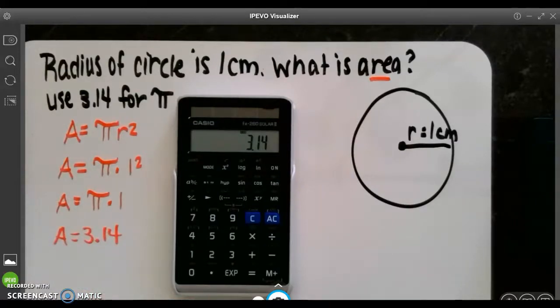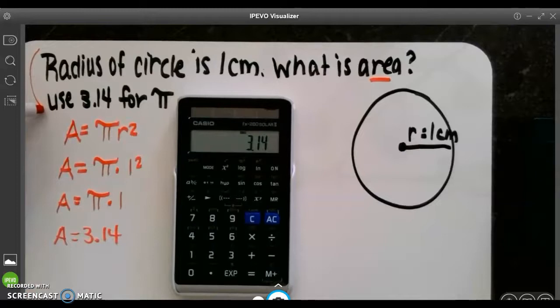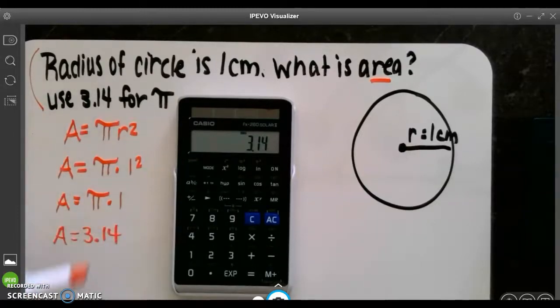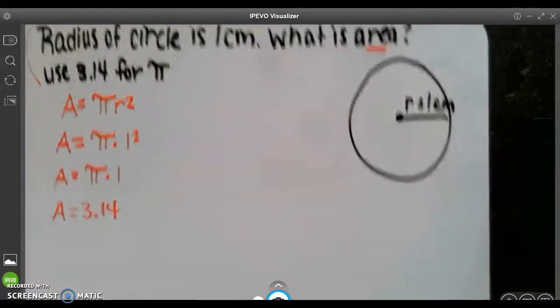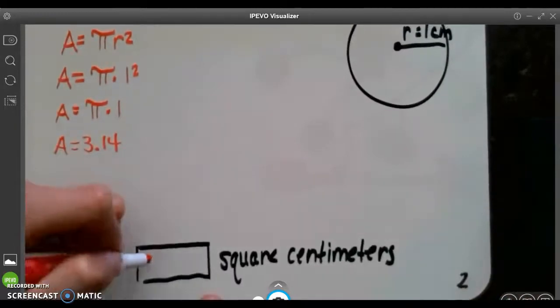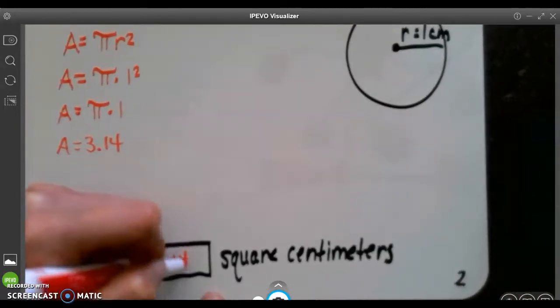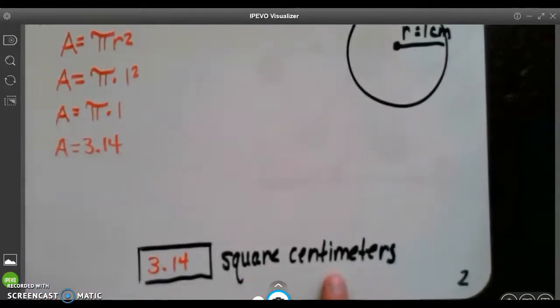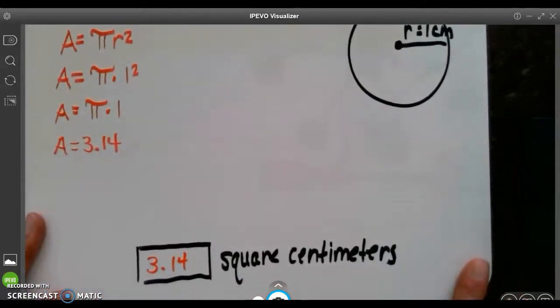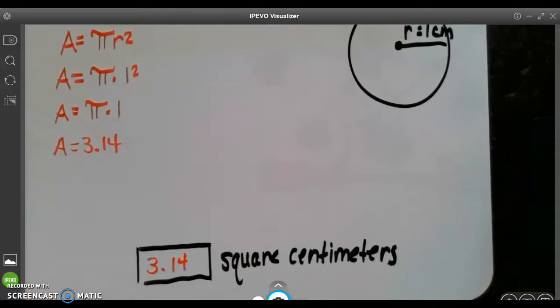IXL is going to want you to round to the nearest hundredth. This is already at the nearest hundredth, so we don't have to do anything with that. It will specifically tell you up here in the directions if you're going to round to the nearest hundredth because your answer is going to be longer. So in the IXL box, we're going to put 3.14. And then square centimeters will already be there for you. So you're just putting the number in. You don't have to worry about labeling it.